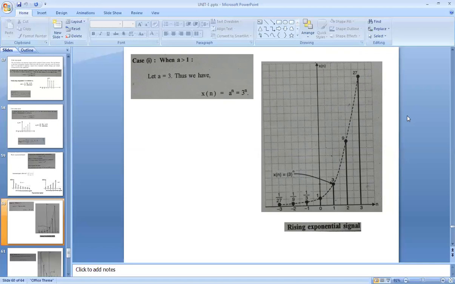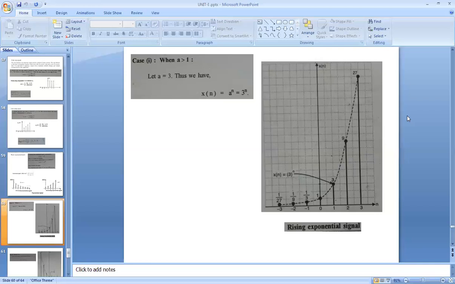When you put the value of n equal to 0, you will find x of 0 is equal to a raised to 0, meaning 3 raised to 0. 3 raised to 0 is nothing but 1. Getting this? Now when you put n equal to 1, then x of 1 is equal to 3 raised to 1, which is nothing but 3. So 3 is marked on the graph.